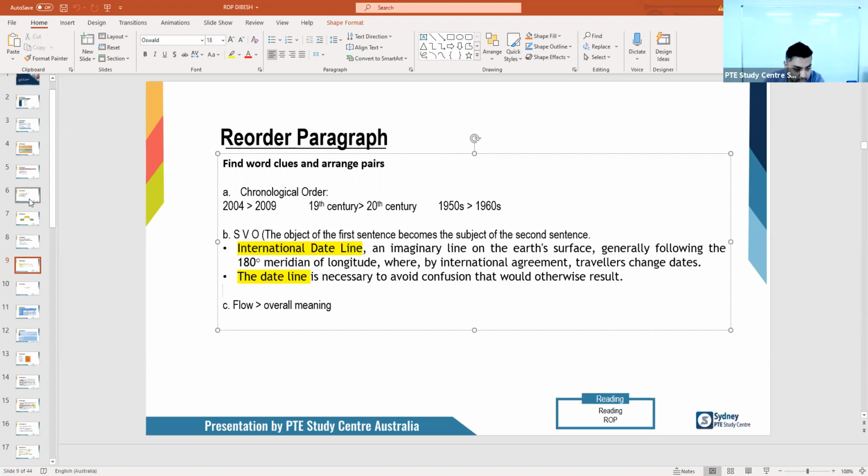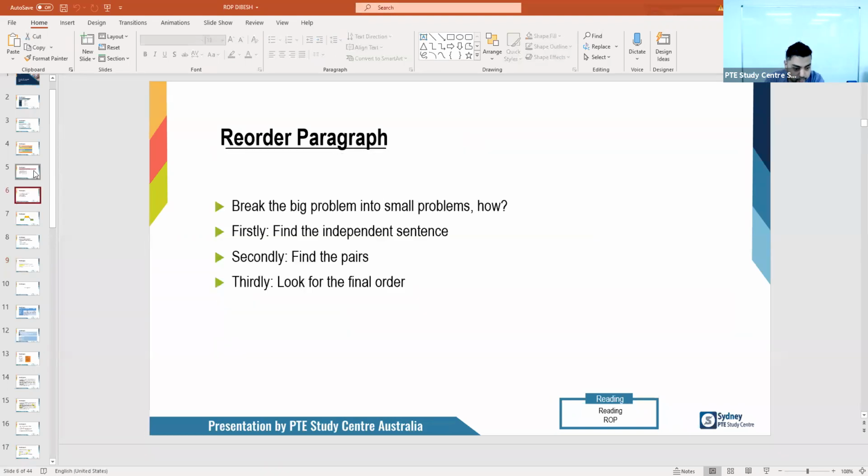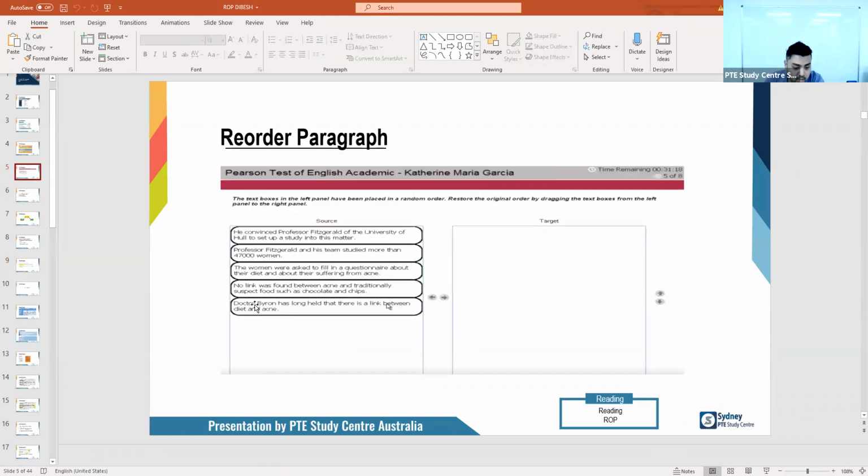And in the same case, in this question, after we mentioned this as an independent sentence, out of the 4 sentences, using the method of elimination, I came up with this as being the pair for the first sentence, because no link was found between acne and traditionally. I disregard this. The women were asked to fill in a questionnaire about the diet and acne. I disregard this. Professor Fitzgerald and his team studied more than 47,000 women.